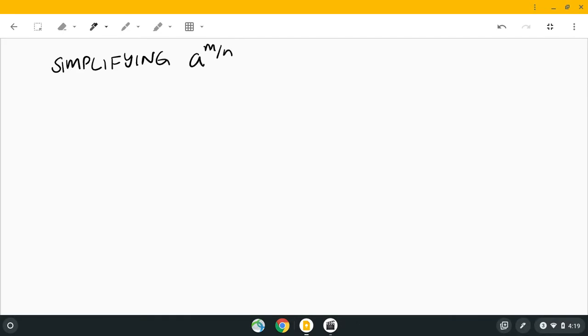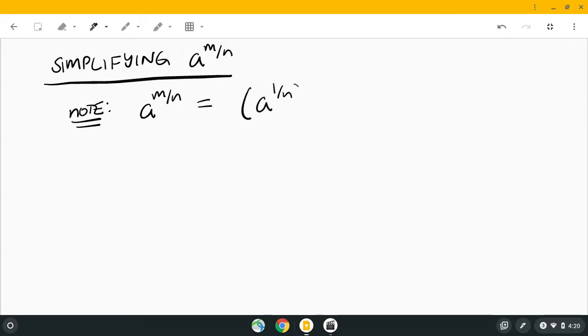A to the m over n. Okay. So note, a to the m over n is the same thing as doing the nth root, okay, so nth root of that, and then raising it to the m power.